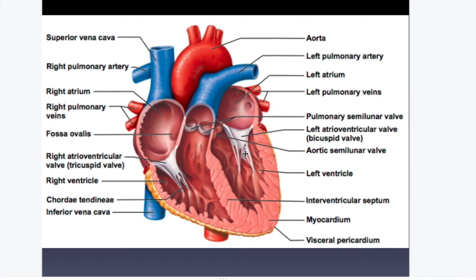We have a valve here separating the left atrium and the left ventricle, and that is called the left AV valve or left atrioventricular valve, or it's also called the bicuspid valve, or even the mitral valve. So there's lots of names for that particular valve. This would be a bicuspid valve, meaning that there are 2 flaps or cusps to that particular valve, separating the left atrium and ventricle. So blood will be pumped through there, and then when the left ventricle contracts, that's going to force this valve closed, and that blood is going to go through this valve.